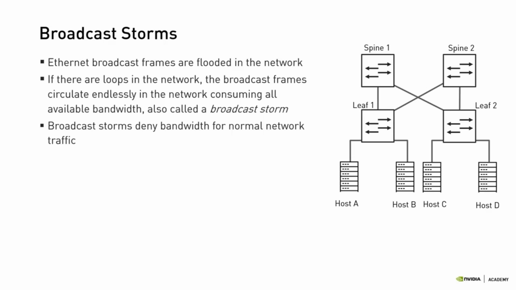Does that mean we can't have a redundant layer 2 network? Not exactly. We can and should have a redundant physical design, but logically there can only be one active path at a time between any pair of end nodes. We'll now present the protocol that provides this capability.